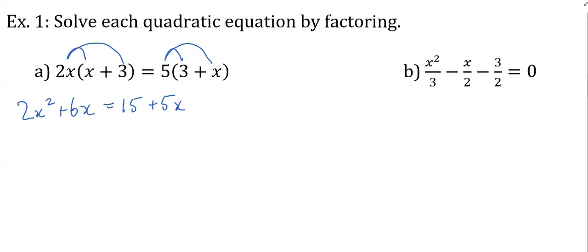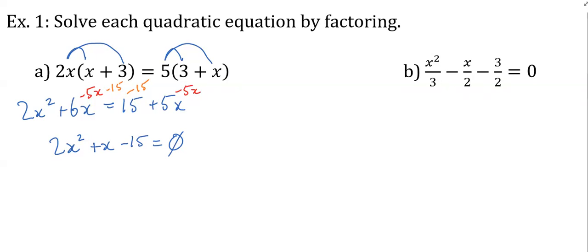We saw questions like this yesterday where we just bump everything to one side. So we've seen this before, but remember I'm going to do minus 5x and minus 5x. And I'm going to do minus 15, and then on the other side, minus 15, and there isn't anything on the other side, so I have just the 15. 2x squared. 6x minus 5x is x. And 0, nothing minus 15 is just negative 15. And I've gotten rid of everything on the right side, so that's equal to 0.